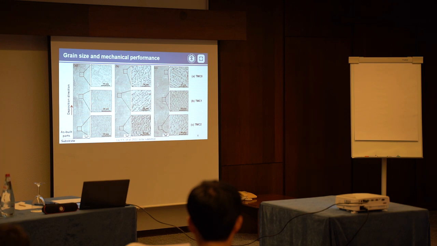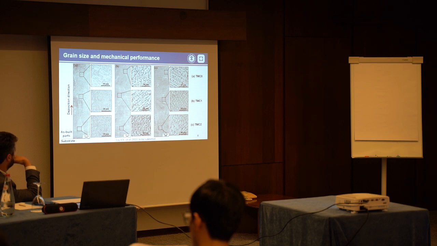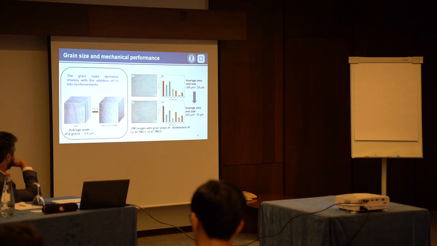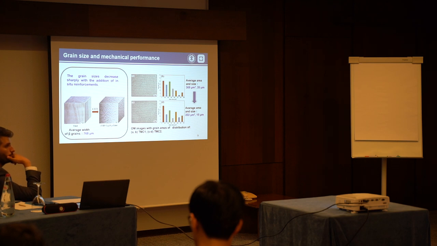The microstructures of TMC0, TMC1, TMC2 are shown here. The red arrow represents the deposition direction, and below this red line is the substrate. The microstructure of TMC0 shows coarse columnar grains, with alpha and alpha prime martensite within the prior beta columnar grains. In the microstructures of TMC1 and TMC2, we can see the refined microstructures. This detailed image shows the three-dimensional quasi-continuous network structure. And the grain size decreases sharply with the addition of the in situ reinforcements.